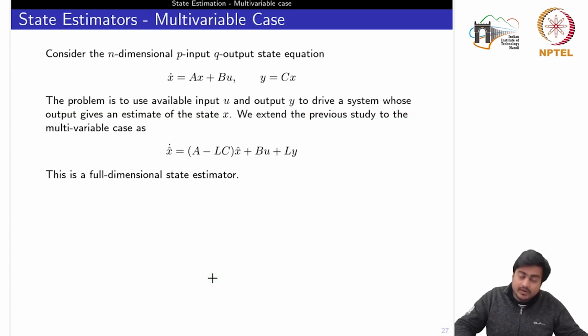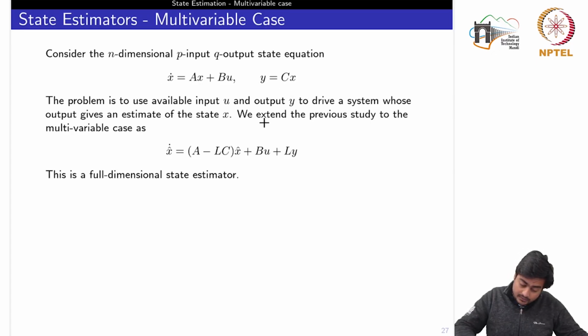Okay. So this was all on the feedback from the estimated states. Now we can quickly go through all the results under the multivariable environment that consider the n-dimensional, p-input, q-output state equation, where we have now capitalized the matrices B and C because they are no longer vectors. So the problem remains the same: the input and output are available to us, and we also have the knowledge of the matrices. So we need to compute x given the information of u, y and A, B, C.